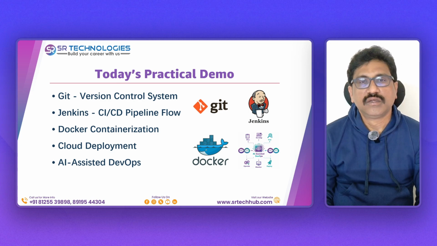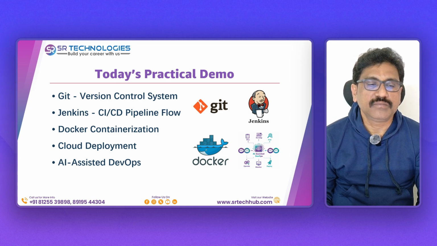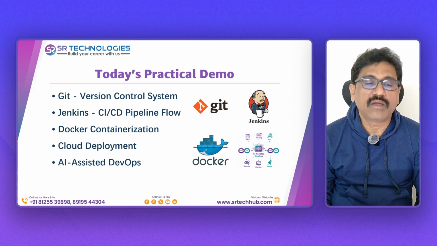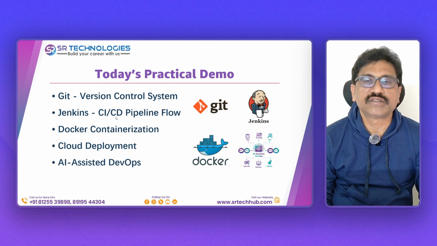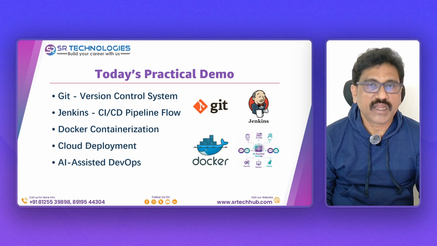And yeah, coming to today's practical demo session. In today's practical demo session, I will show you how to clone the code by using Git from Git repositories. Also, I will show you how to create a CI/CD pipeline and how to containerize the application by using Docker and cloud deployment. We are using AWS Cloud for this session and AI assisted DevOps. As I promised you, I will show you how to generate Jenkins files and Dockerfiles by using AI tools like ChatGPT.